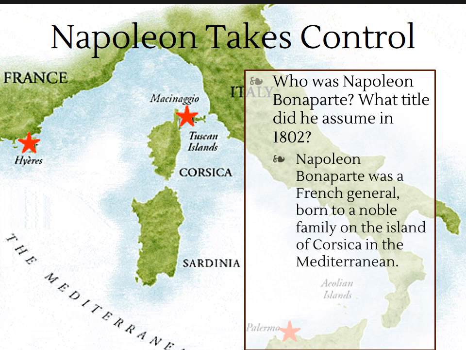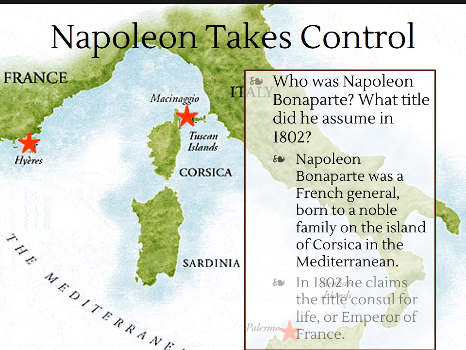So Napoleon Bonaparte was a French general. He's born on the island of Corsica to a noble family. And in 1802, he claims the title Consul for Life, which is basically Emperor of France. He says, we need some stability. I'll just be the emperor. And at this point, he still claims to be an emperor or leader of the revolution. Even though, remember, our original revolution wants a constitution, they do away with the monarchy. The goals have been very confused and forgotten.